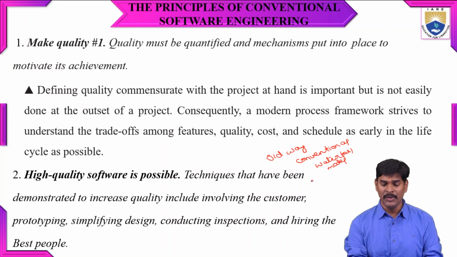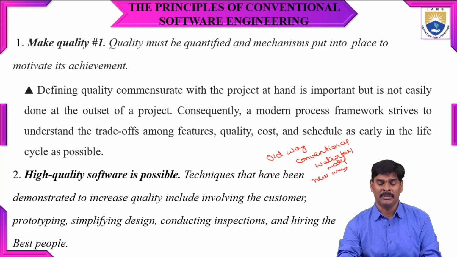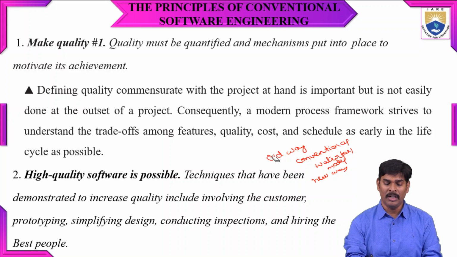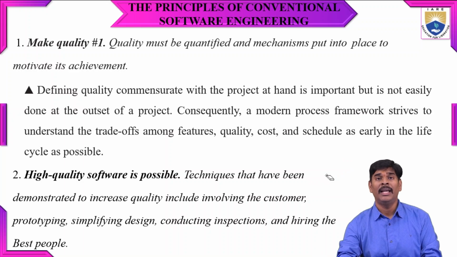Whereas in the new way, we are using the technique called the modern iterative process. The main difference between the conventional and the modern iterative is that in the conventional, the schedule and the cost are very high. When you are using the modern iterative, the schedule and the cost can easily be minimized. The ultimate goal for the organization is to improve the quality, maintain cost effectiveness, and complete the project within the schedule.